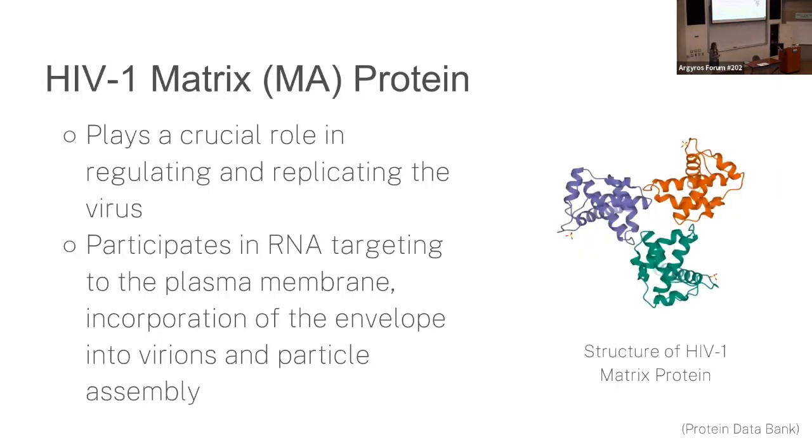So we are investigating the HIV-1 matrix protein, which has been found in the replication cycle and regulation of the HIV virus. And it participates in RNA targeting to the plasma membrane, incorporation of the envelope into virions, and particle assembly, and it is found in the N-terminus of the GAG protein.